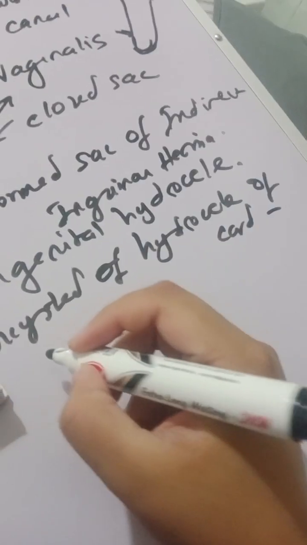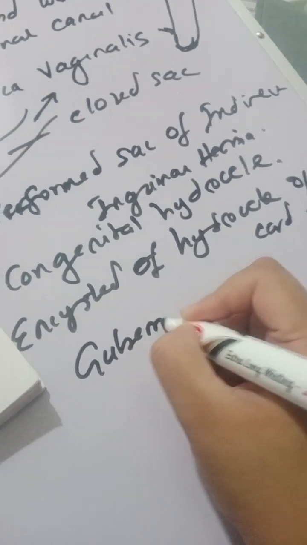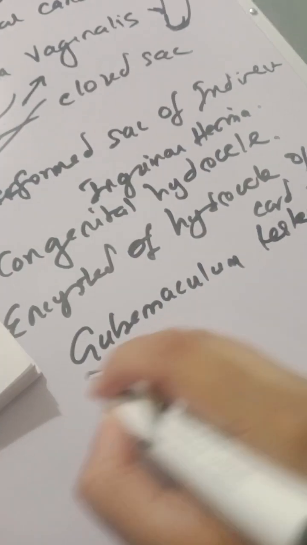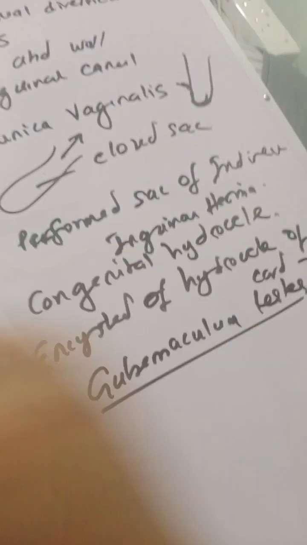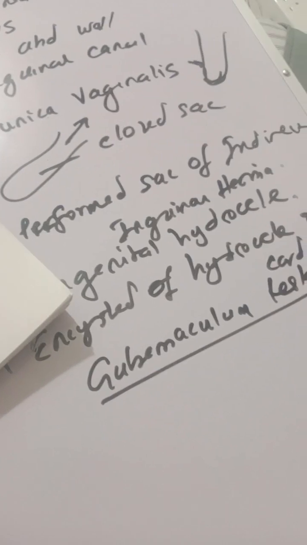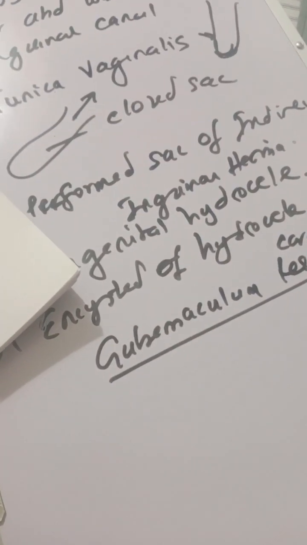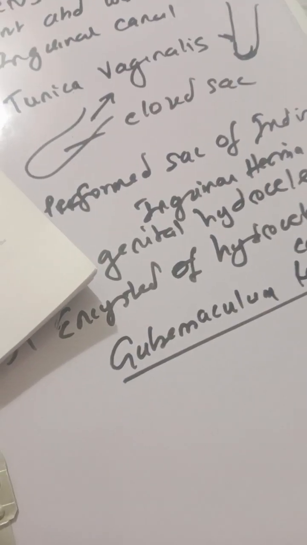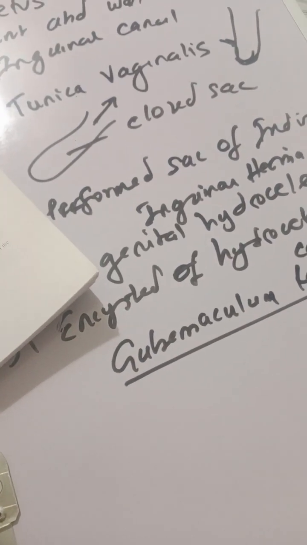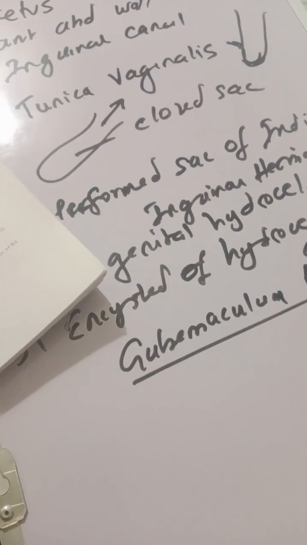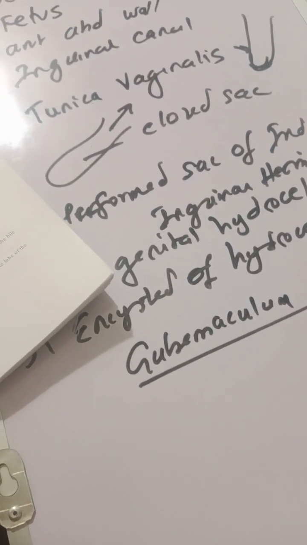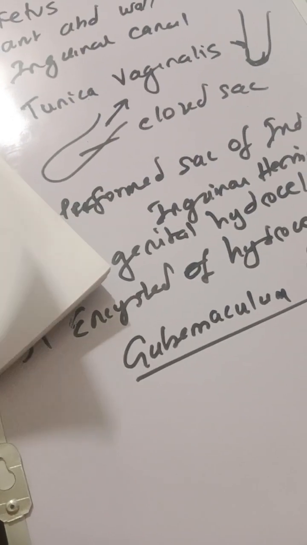Gubernaculum testis. There is something called the gubernaculum testis. The gubernaculum testis is a muscular ligamentous cord that connects the fetal testis with the floor of the developing scrotum. It plays an important role in the descent of the testis, and it is homologous to the female round ligament of the ovary and the round ligament of the uterus.